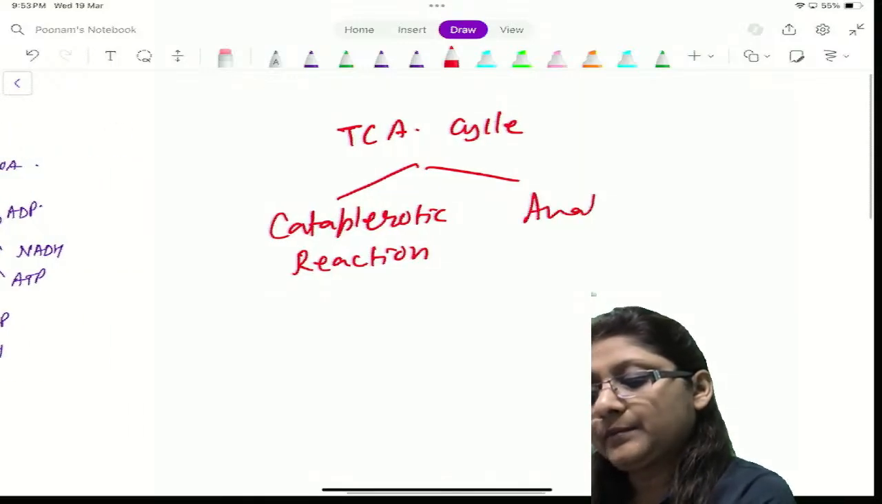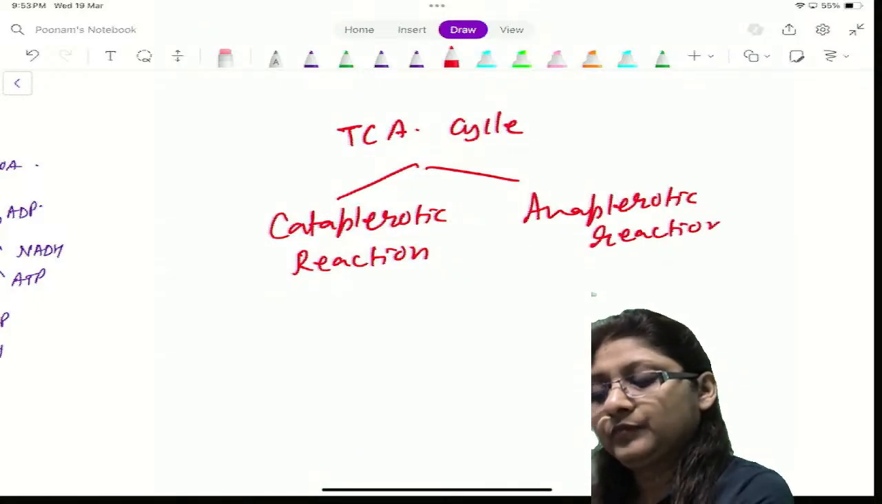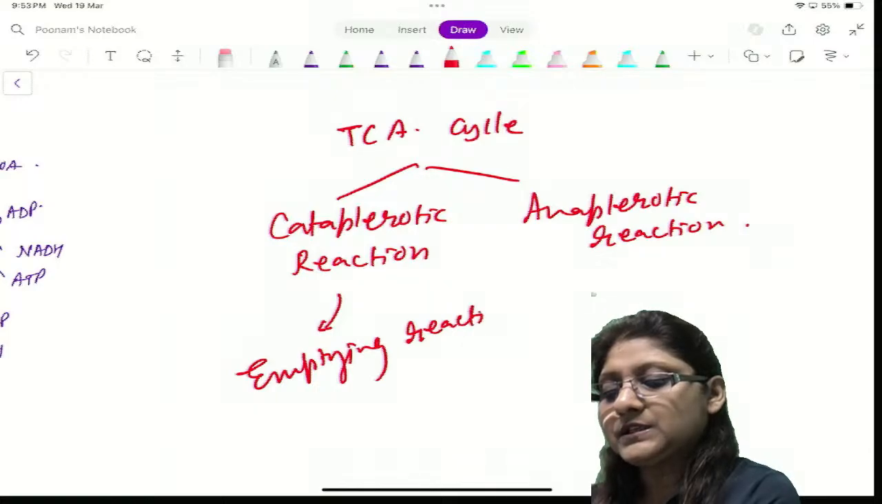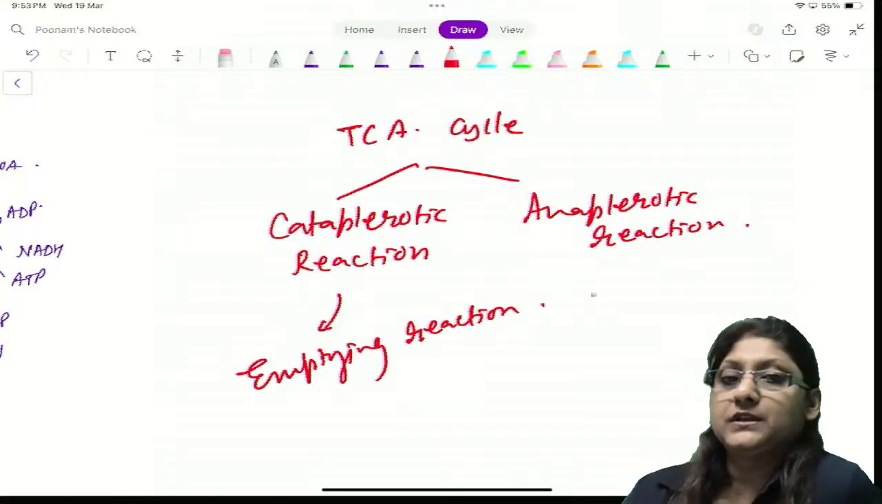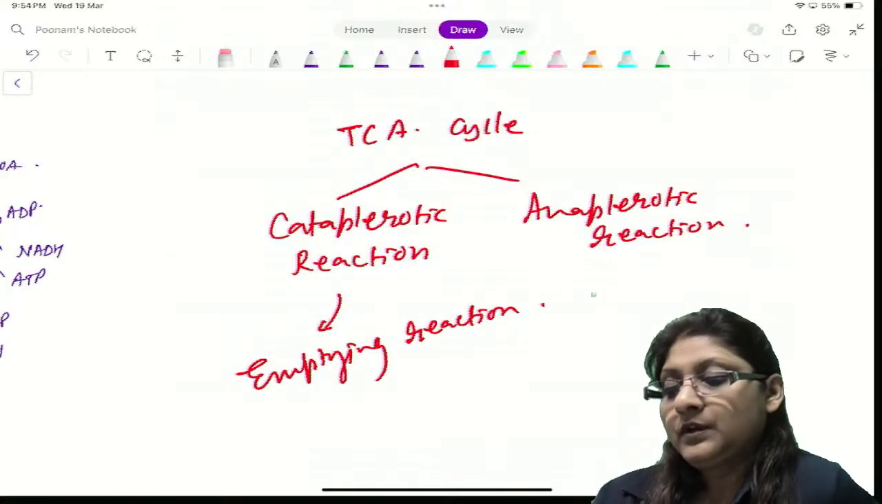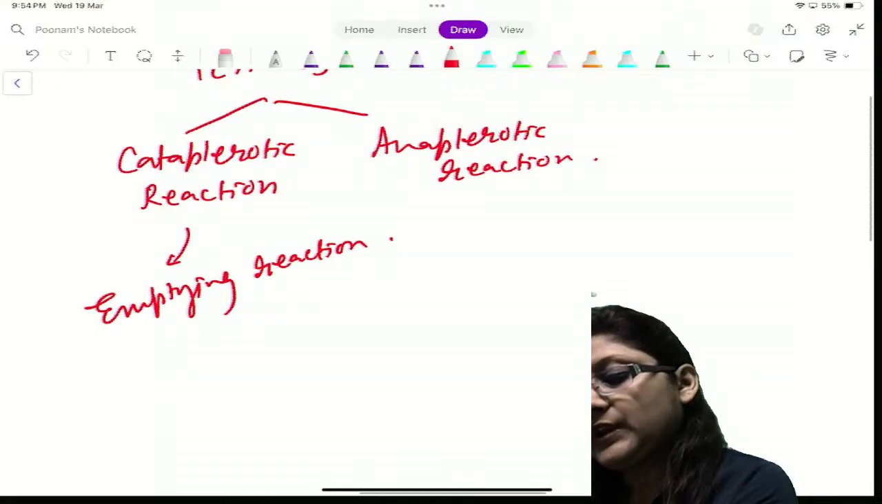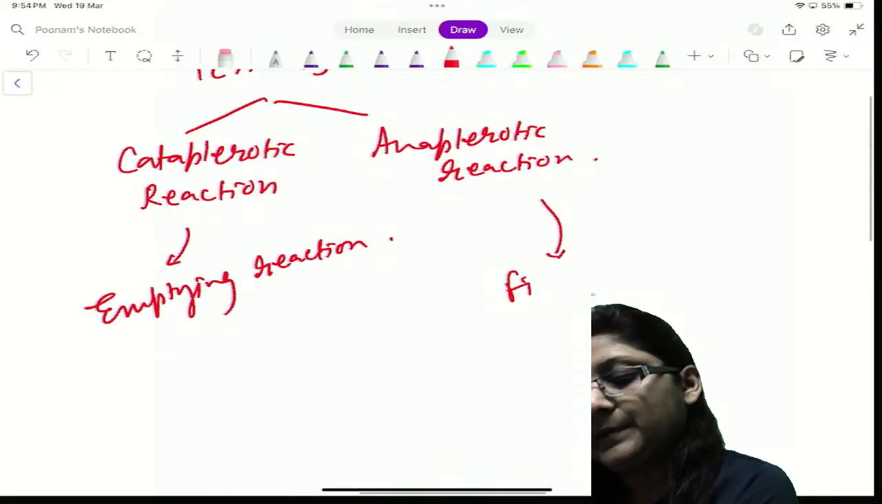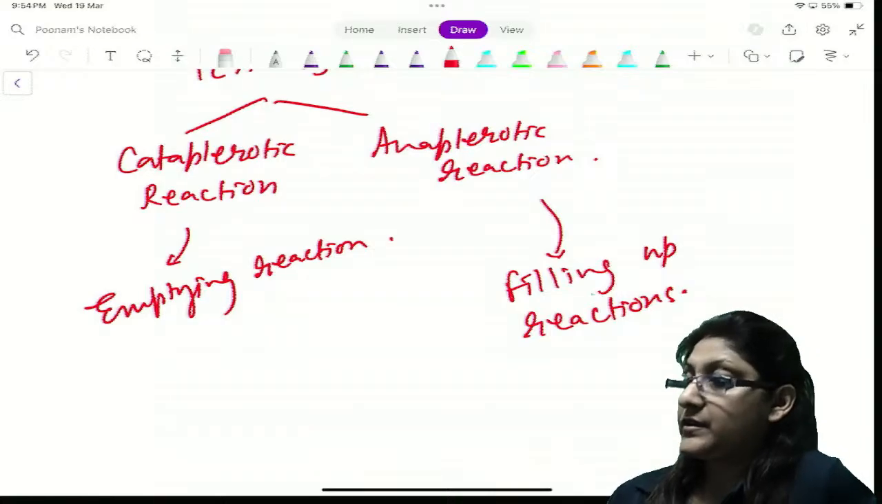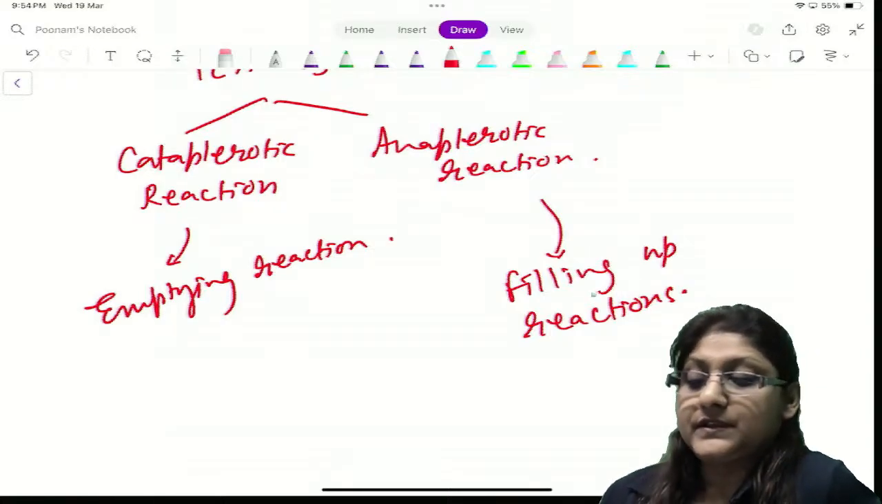And another is anaplerotic reaction, which I'll be explaining now. Cataplerotic reactions are otherwise called emptying reactions, where the TCA cycle is being vacated of its intermediates that are getting extracted into various other pathways. And anaplerotic reactions are just the opposite. They are called filling up reactions, where various non-TCA reactions are providing the TCA intermediates, right?